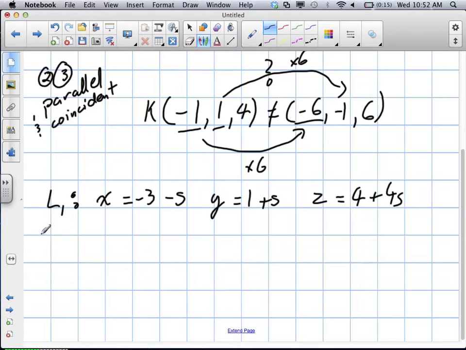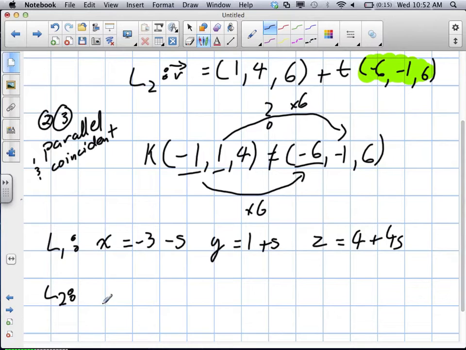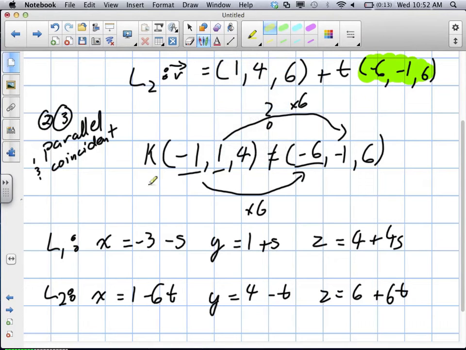Okay? Our line 2, I'm going to jump back up so we can see it. We're also going to put that in parametric form. Our x will be equal to 1 minus 6t, y will be equal to 4 minus t, and z will be equal to 6 plus 6t. Now that we have that, what these are saying is that this x value is equal to that, and this x value is equal to that. So in other words, if we're going to have a point of intersection between these two lines, this bracket can be set equal to this bracket, because they're both representing just the variable x. I can do that for all 3 of these.